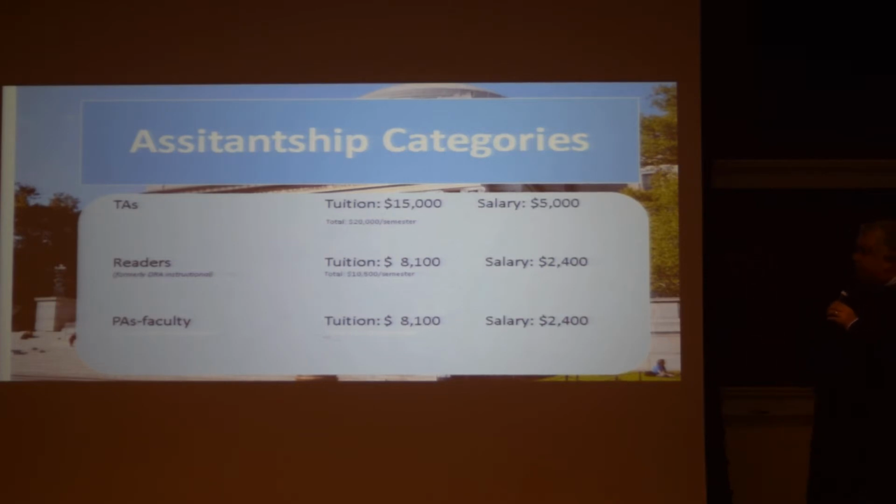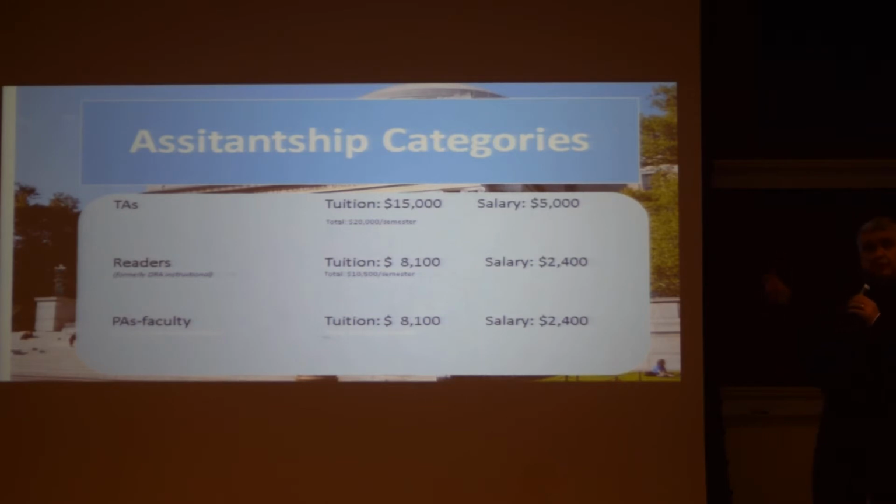The second category is readers. That's the new name. That's what we used to call DRA instructional. The packages remain the same. The positions remain the same. The responsibilities associated with those positions also remain the same. Readers are basically students that are working with faculty, assisting them in courses. It carries a total package for the semester of $10,500. $8,100 is tuition, $2,400 is salary. Same thing, the salary is paid throughout the semester, and the tuition is credited at the beginning of the semester.